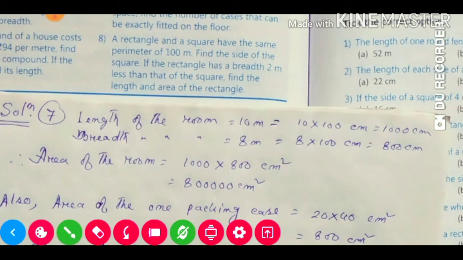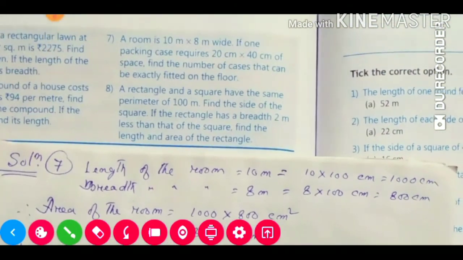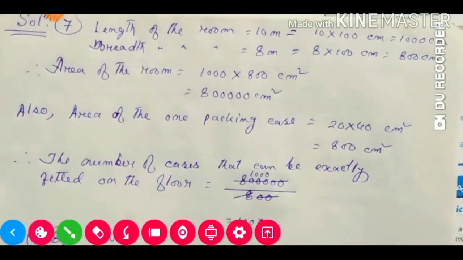Then we need to find out the area of one packing case. One packing case is given in our question as 20 into 40. So 20 into 40 centimeter square.